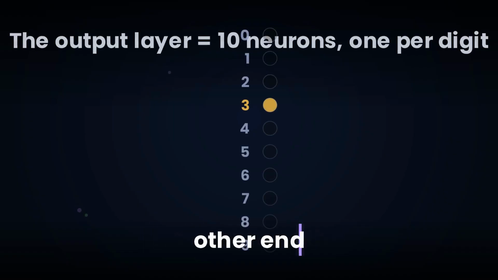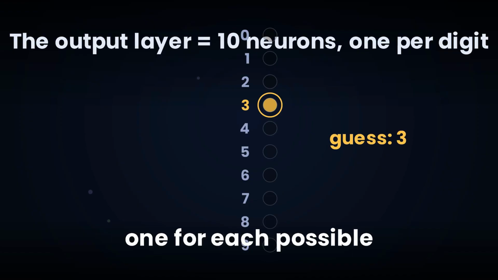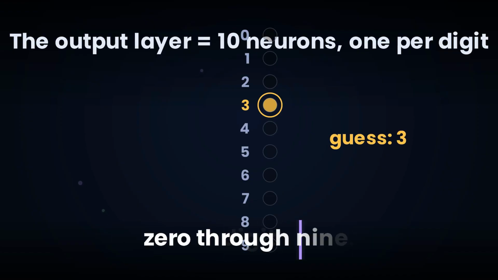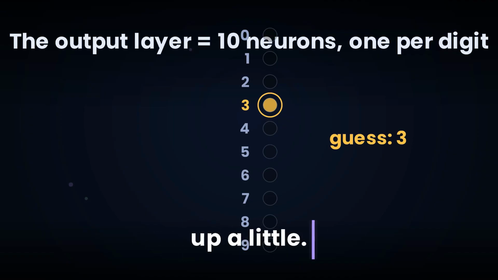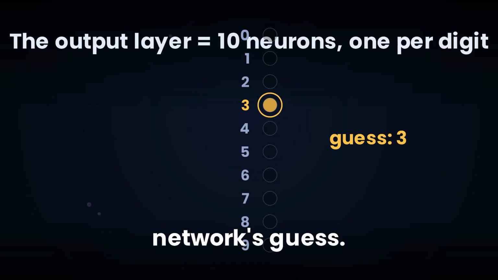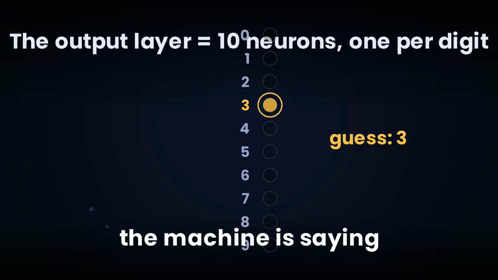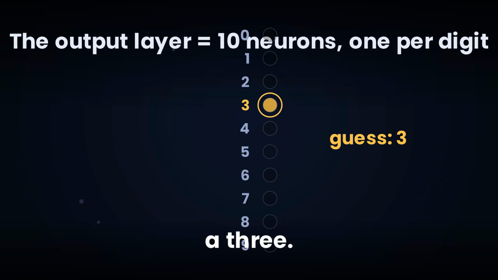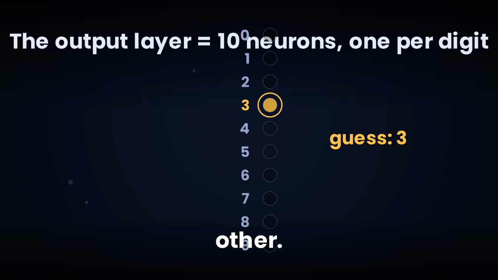Now jump to the other end. The answer. At the far side we put just 10 neurons. One for each possible digit. 0 through 9. When the network runs, each of these lights up a little. The one that lights up brightest is the network's guess. If the 3 neuron lights up to nearly 1, the machine is saying, I think this is a 3. Input on one side. 10 answers on the other. Now we need what goes between.